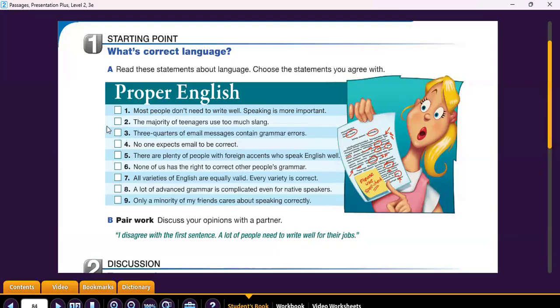Okay, what about the second statement? The majority of teenagers use too much slang. Agree. It's true, I think. And they use it in speaking and also in writing.